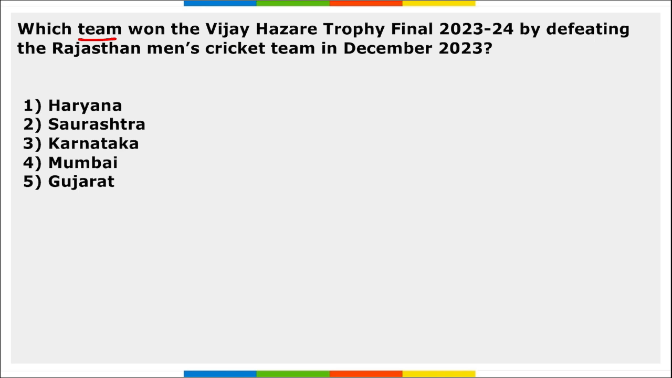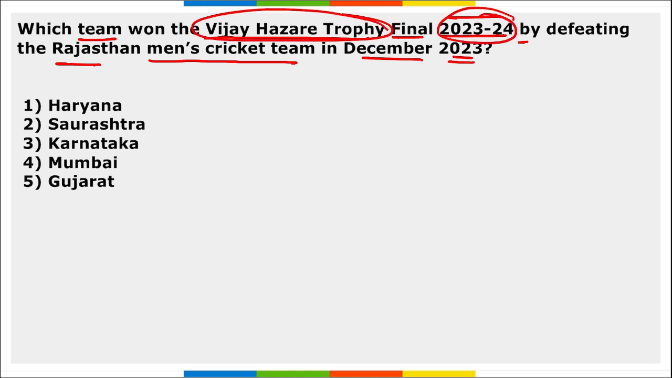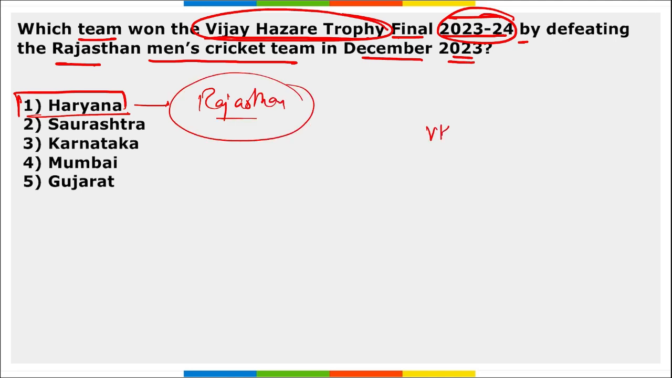Next, which team won the Vijay Hazare Trophy Final 2023 and 2024 for this period by defeating the Rajasthan's men cricket team in December 2023? So for this period, Vijay Hazare Trophy has been won by whom? It has been won by Haryana. Correct? They defeated Rajasthan's cricket team in the final. And yes, one more question can be asked that this Vijay Hazare Trophy, this is related to which sport? It is related to cricket. Right? Take a note of this.